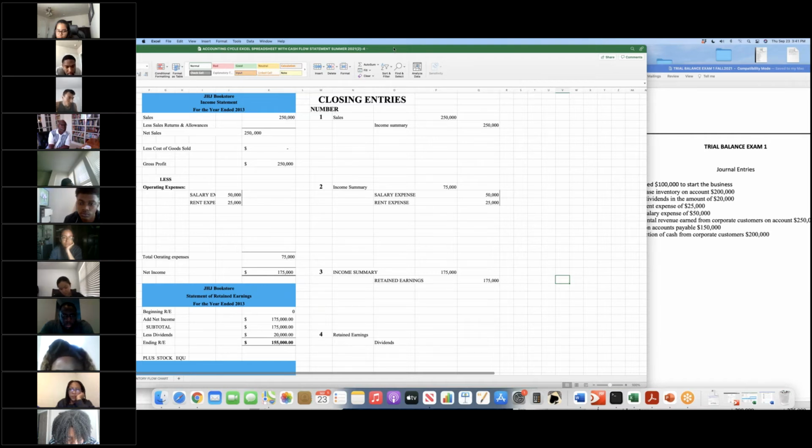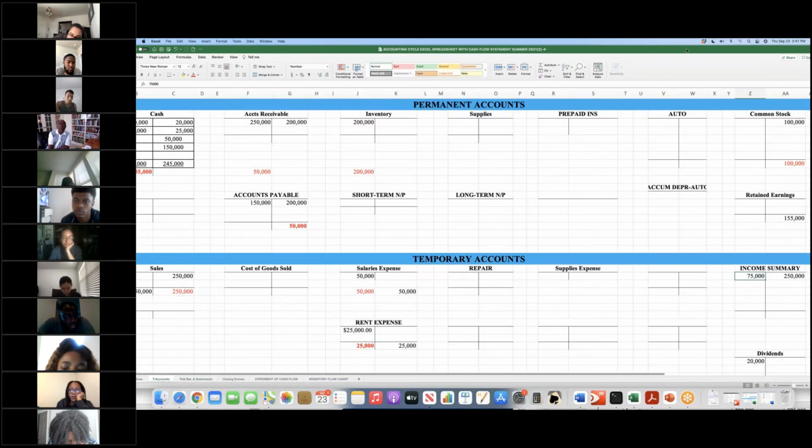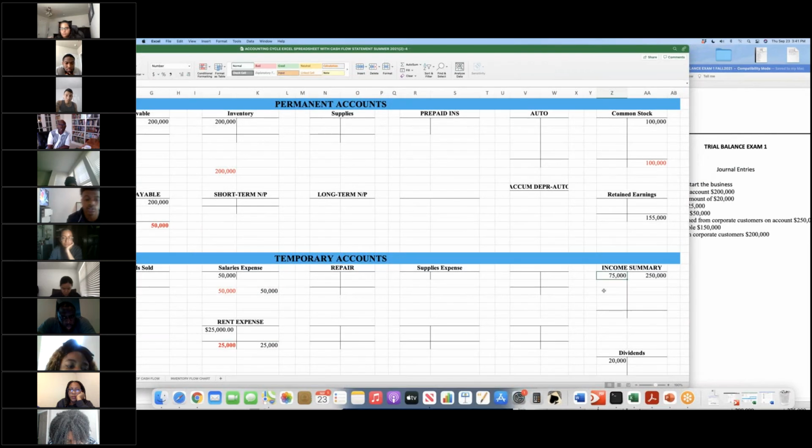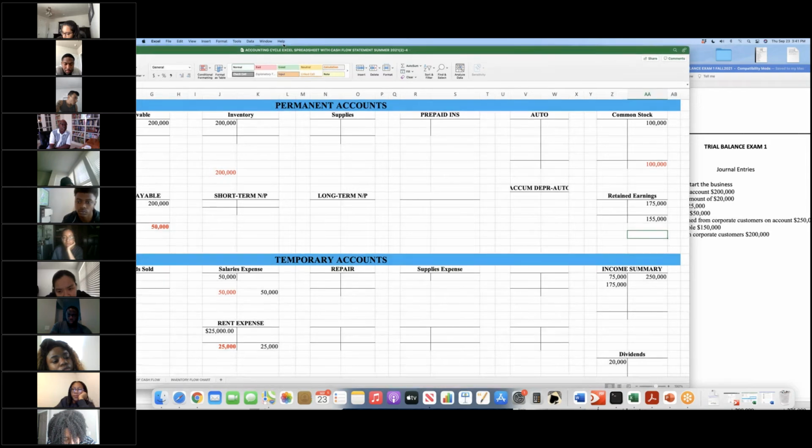So let's go and post this now. Go back to the T accounts. We now debit income summary for what? 175. So we're posting the entry. And we're going to credit retained earnings for 175. So we're still not at our 155. So what must our 4th closing entry be?